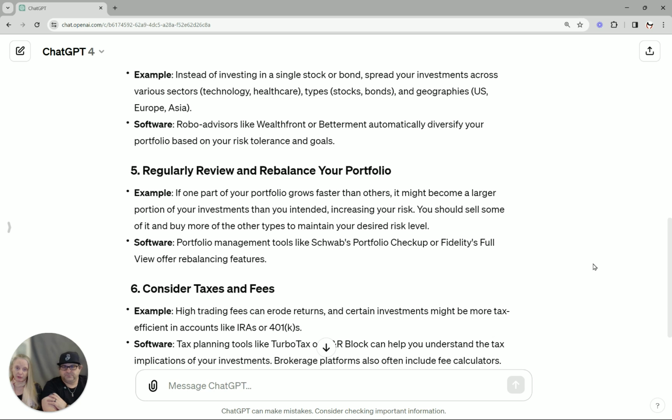We have been driving this home like crazy. Example, one part of your portfolio grows faster than the other. It might become a larger portion of your investment than you intended, which could increase your risk. Maybe you sell some of it off and then move it into a different bucket, maybe a more conservative bucket in your portfolio, especially in like a 401k.